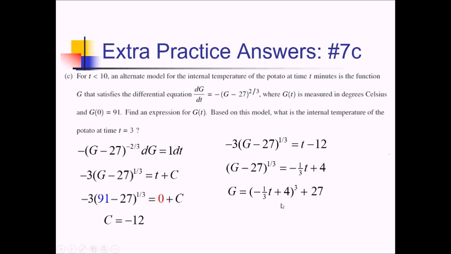Now, in order to figure out the temperature at time 3, I'm doing g of 3, which is all of this stuff with 3 plugged in. And let's see here, negative 1/3 times 3, that's going to be negative 1, plus 4 is 3. 3 cubed is 27, and 27 plus the 27 out here comes out to 54, and that is going to be degrees Celsius.